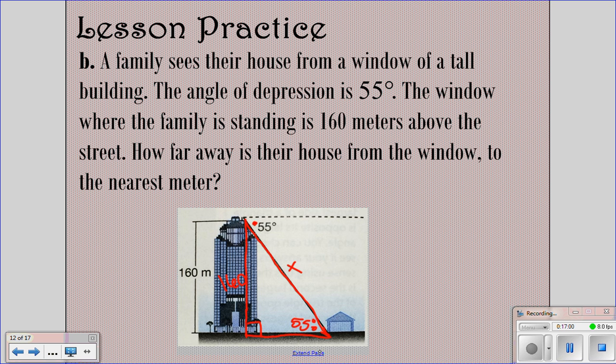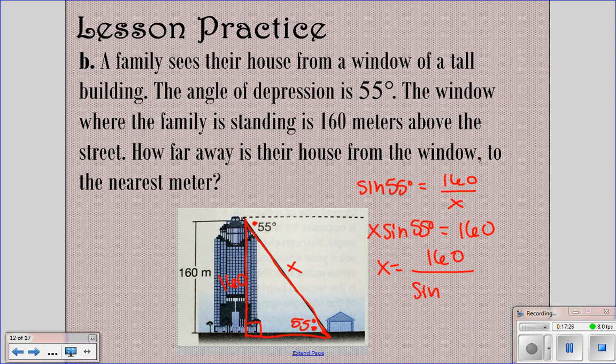So I can use the sine, and I have my opposite over my hypotenuse. So the sine of 55 equals the opposite over the hypotenuse. So I have x sine of 55 degrees equals 160, and so then I have to divide by the sine of 55. And so if you plug that into your calculator and round to the nearest meter, you should get 195 meters. Okay?